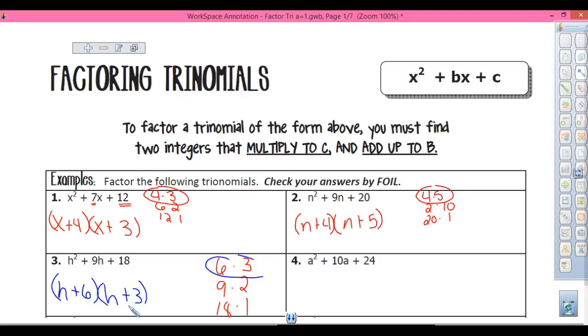Good. Okay, I want everybody to do number 4. Alright, so you used 6 and 4. Did anybody use anything different? No, because 6 and 4 add up to what? 10, and that's what we want. So if I'm using 6 and 4, what are my two factors? A plus 6 and a plus 4. Very good. Okay, easy peasy so far, right?